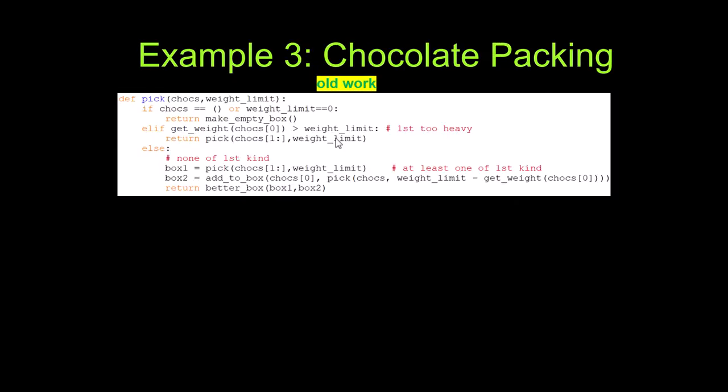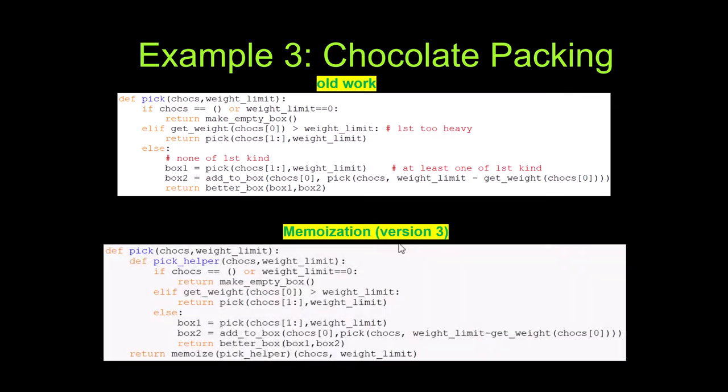For our last example on chocolate packing, this was the recursive code on pig. Here is our memoization. We just present version 3. In this version 3, we indent the original code to be our helper function and call it with memoir, and we are done. As for the other two versions, you can work them out very easily.